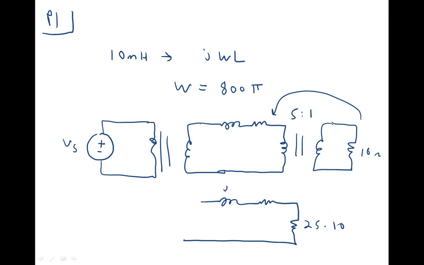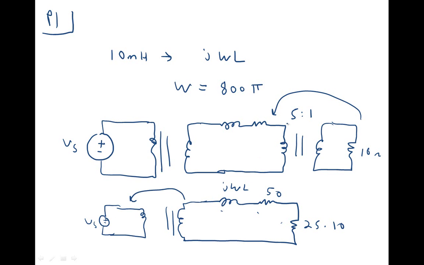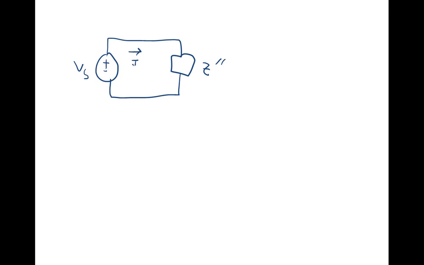Then you need to add this impedance, J omega L, with this resistor, which is 50 ohms. So you need to add these three impedances that are in series and reflect them across the first transformer. So reflect those across here so that, as you'll see on the next slide, you end up with some Vs connected to some impedance here. I'll call it Z double prime, like this, and then this would be your source current Is.